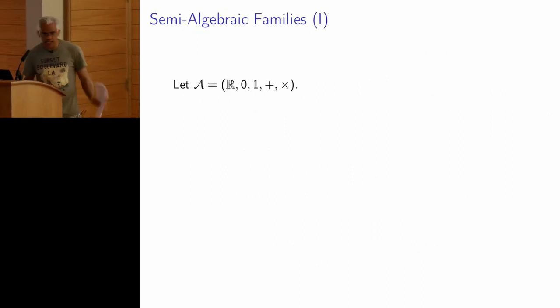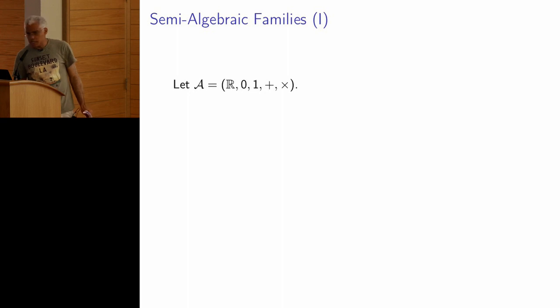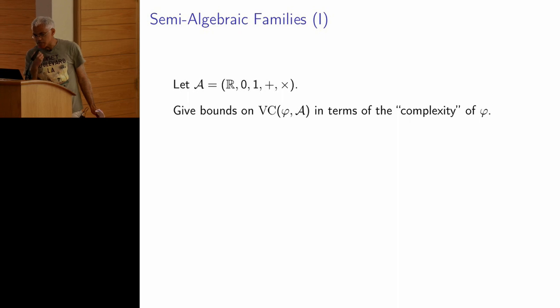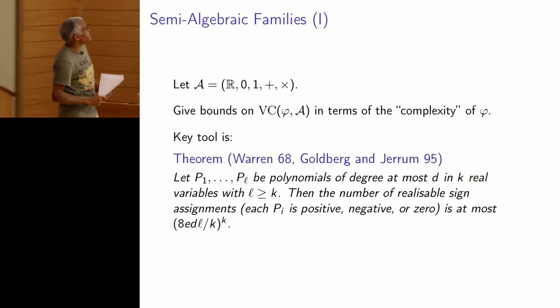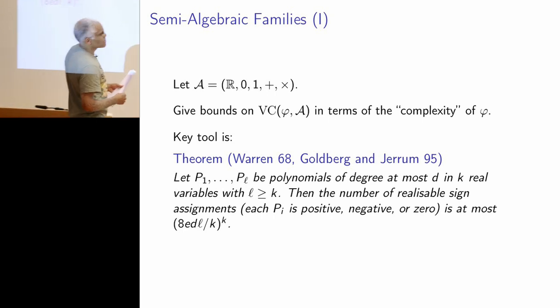So here's a nice structure to consider: the reals with addition and multiplication. This is quite nice because now we can define polynomials. Before, we had the reals with just order. What I'm interested in is giving bounds on the VC dimension of the concept class that's determined by a particular formula phi in the structure, in terms of the complexity of the formula phi. So phi is a formula of first order logic. And the key tool is the following to do this.